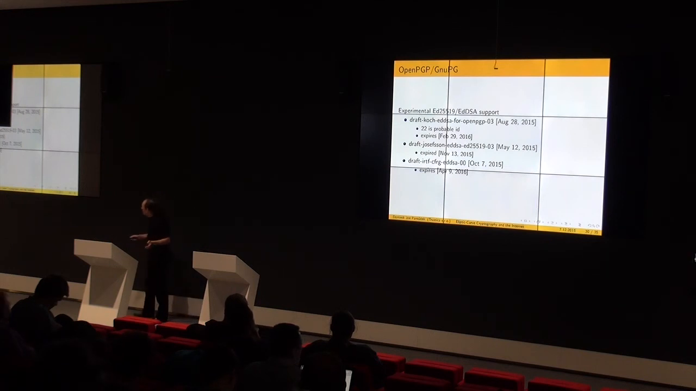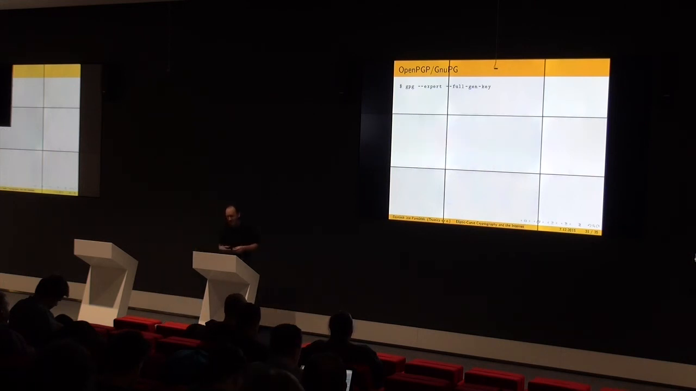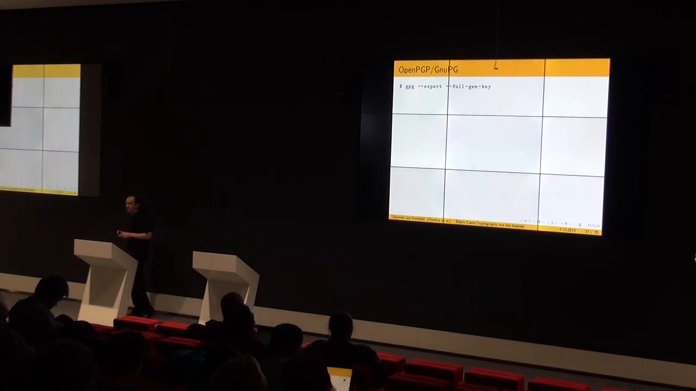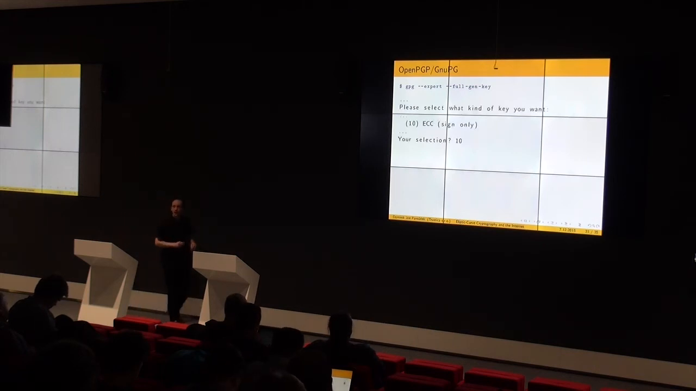So, let's say we understand all of this, yet we want to try it. Let's do that. There's full support in the newest GNU PG. I think versions 2.1.2 and 2.1.3 both support it. You just have to enable expert mode and use the full generate key action. It will ask you what kind of key you want. You say you want to use ECC, but sign only.